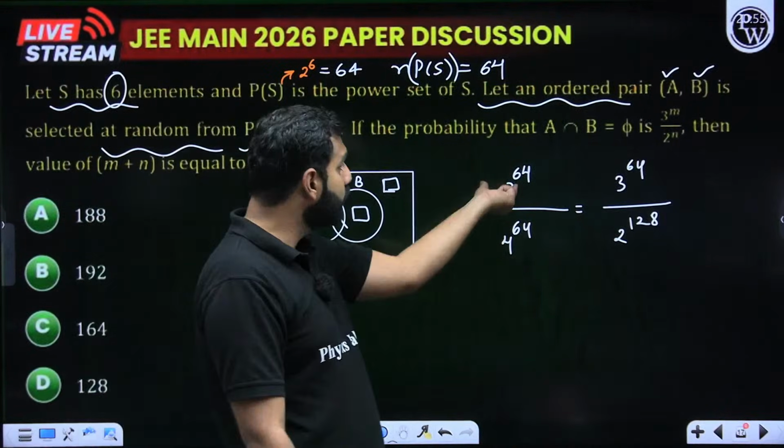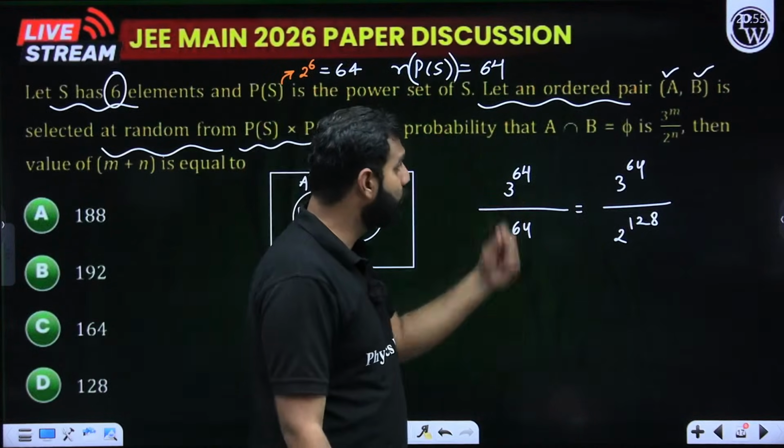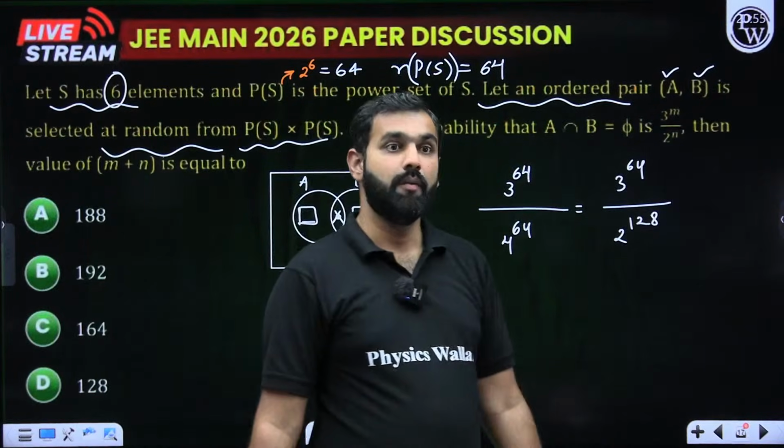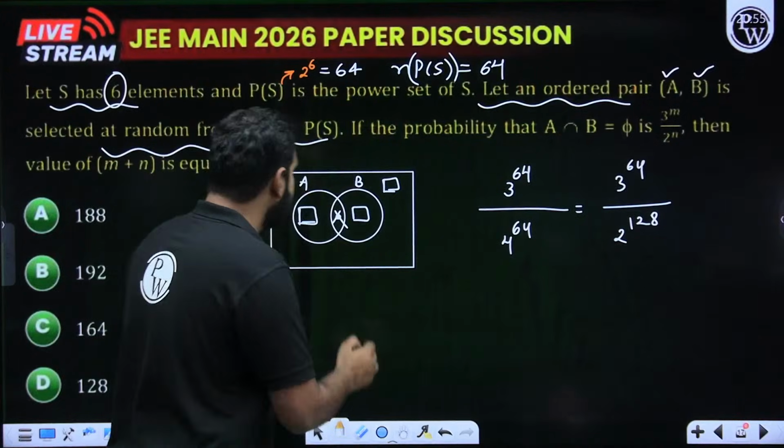That means each of those 64 elements is having 3 choices. So 3 into 3 into 3 into 3, 64 times. So those are our favorable cases, 3 to the power 64. But what about the total possible outcomes? Now for that, I'll say I have 4 choices. These 3 plus 1 this.